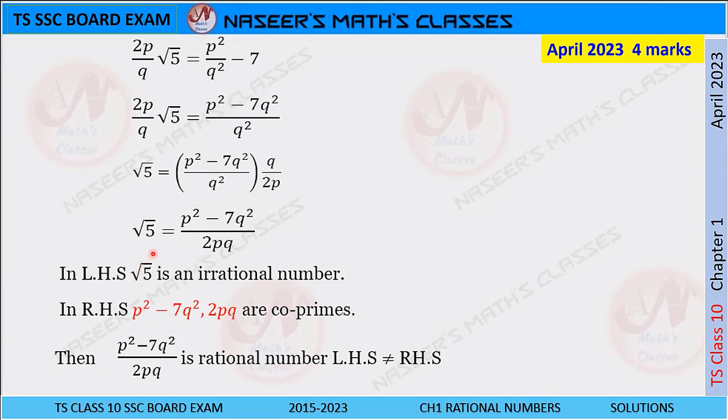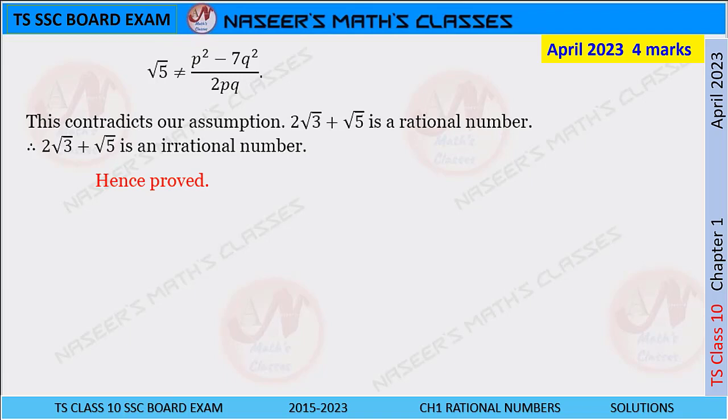Here in LHS root 5 is an irrational number, and in RHS p square minus 7q square and 2pq are co-primes. Then we can say that p square minus 7q square by 2pq is a rational number. From these two statements we can write LHS is not equal to RHS. That is, root 5 is not equal to p square minus 7q square by 2pq. This contradicts our assumption that 2 root 3 plus root 5 is a rational number. Therefore, we can say 2 root 3 plus root 5 is an irrational number.